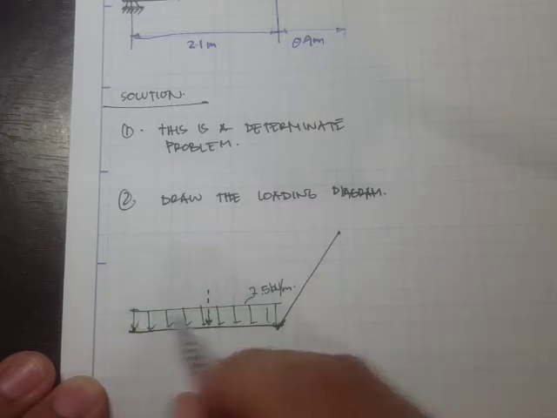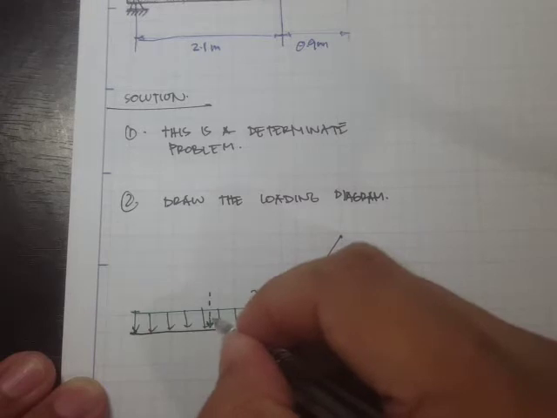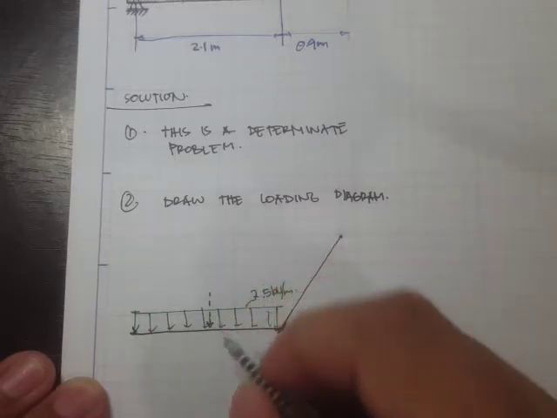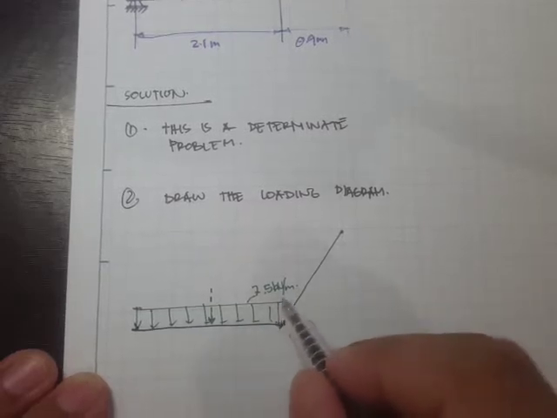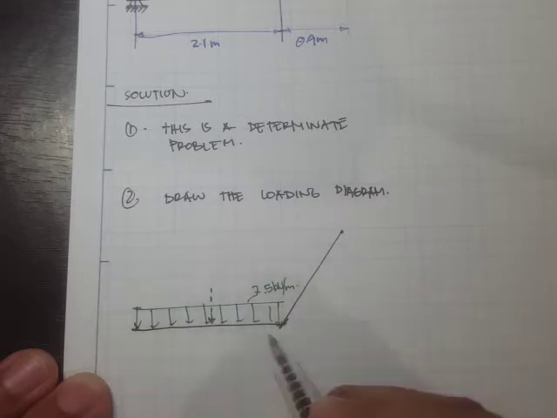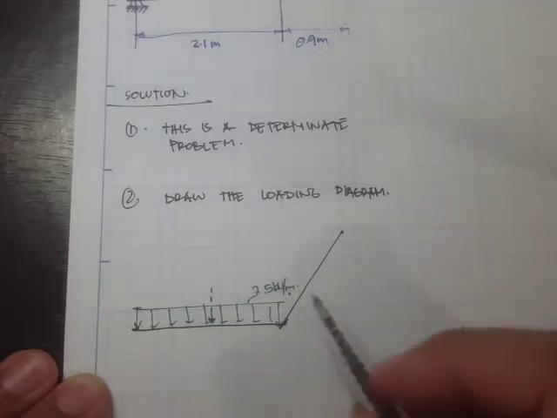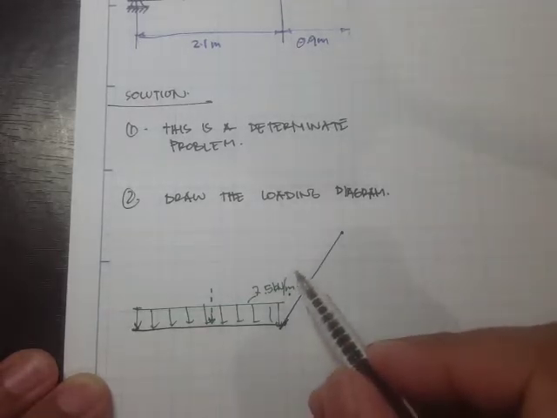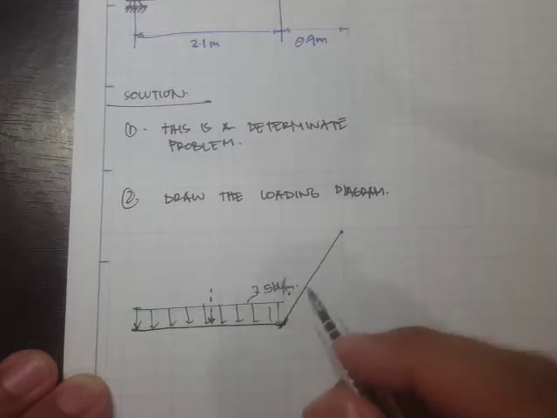So if this is our uniform distribution, just a rectangle, then this resultant force is acting at this centroid. Basically we just have to multiply this load by this length, because this is kilonewtons per meter, so that we obtain the value in kilonewtons.